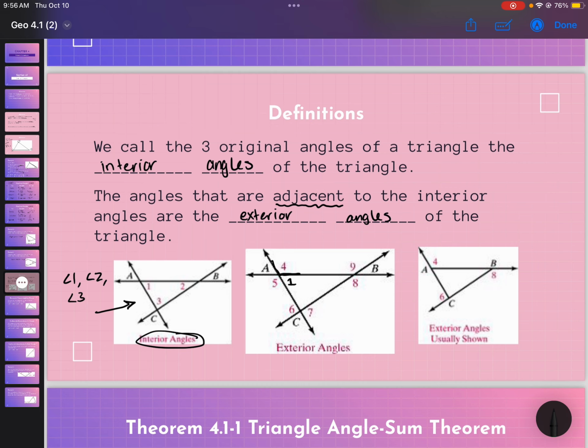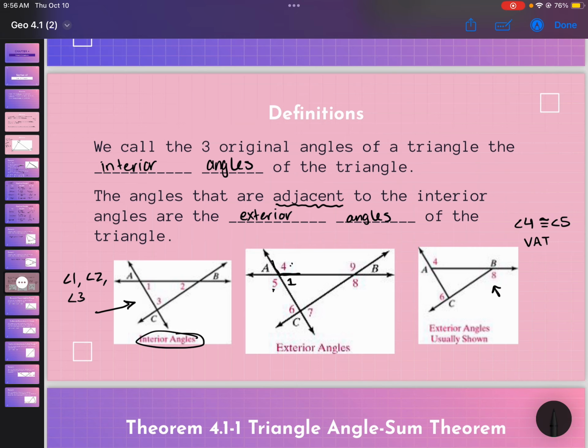Oftentimes, because we're dealing with a vertical pair here, right, angle 4 and angle 5, we just simplify our diagrams to look like this and just show one of those exterior angles. Again, this would be because angle 4 is congruent to angle 5. Because of the vertical angles theorem, we tend to just show the one exterior angle.